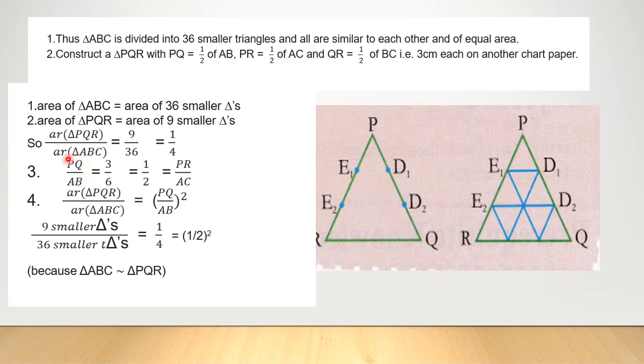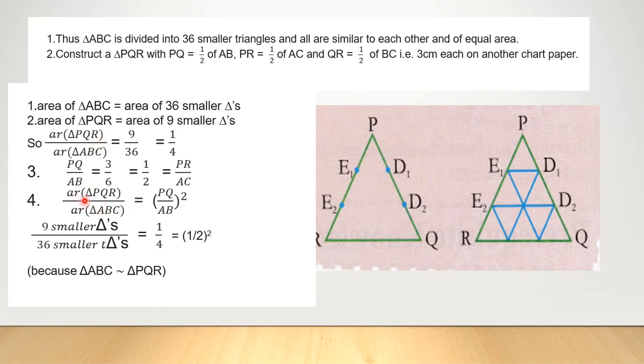So all the sides of the triangle PQR are 3 centimeter and the sides of the triangle ABC are 6 centimeter. So 3 by 6 is equal to 1 by 2, and this 1 by 2 is the ratio for all three corresponding sides. Now here we are getting 1 by 4 and 1 by 2 for the ratio of sides and the ratio of the area of the triangles.